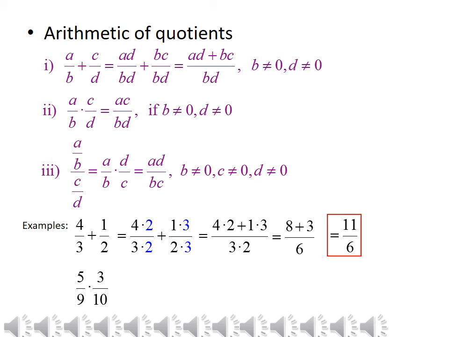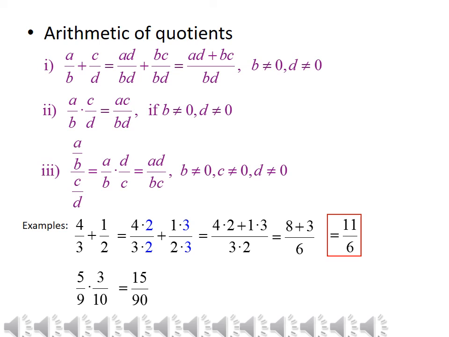Next, we want to do an example where we deal with multiplication, so we want to multiply 5 divided by 9 times 3 divided by 10. Remember, with multiplication, you're just going to multiply straight across. Multiply the numerators, and then multiply the denominators. So, if we multiply our numerators together, we get 5 times 3 is 15. And if we multiply the denominators, 9 times 10 is 90. So this is going to give us 15 over 90.